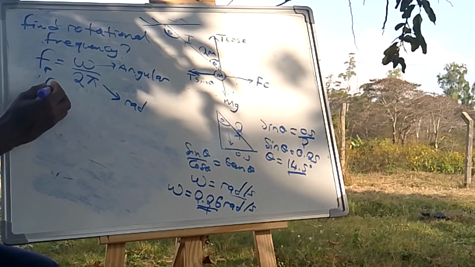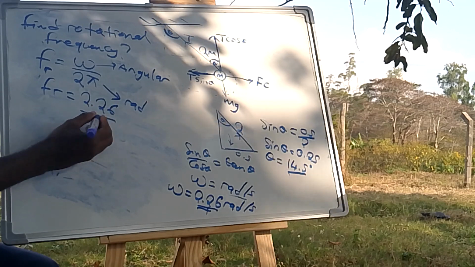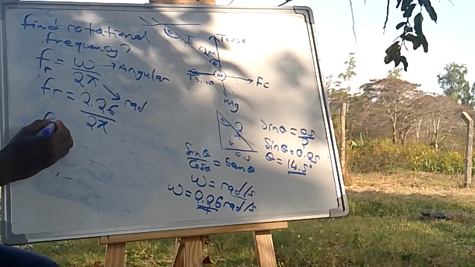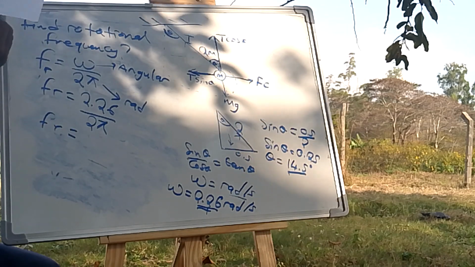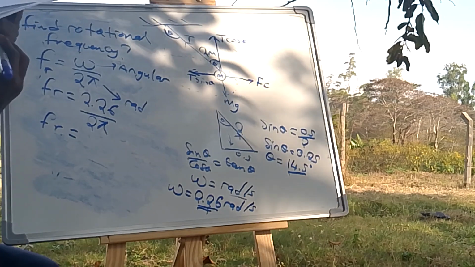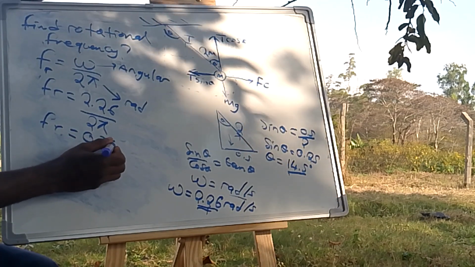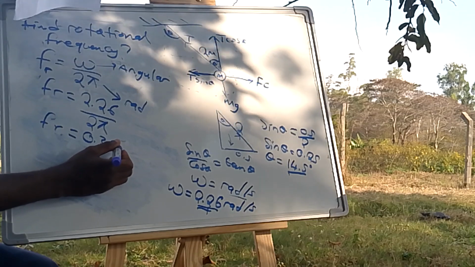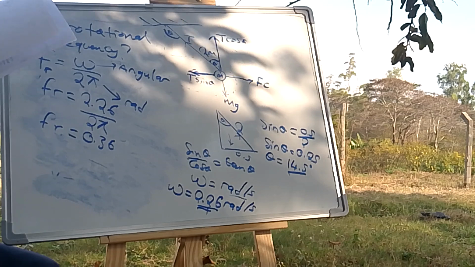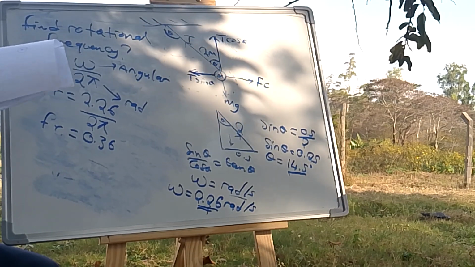So rotational frequency equals 2.26 divided by 2 pi. After you do your calculations, you are going to have 0.36.